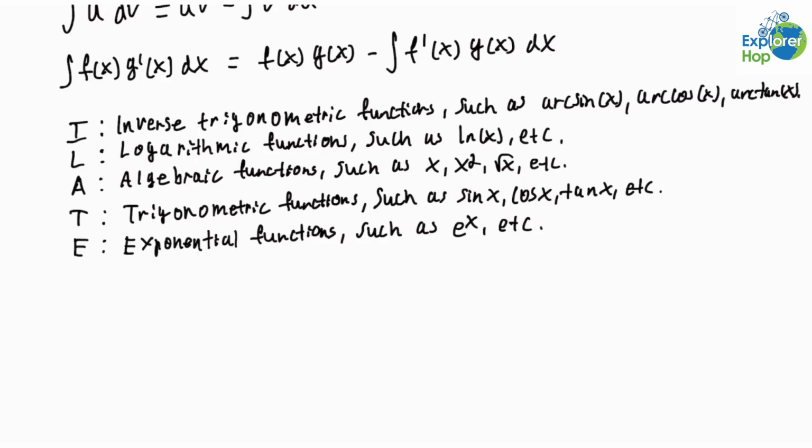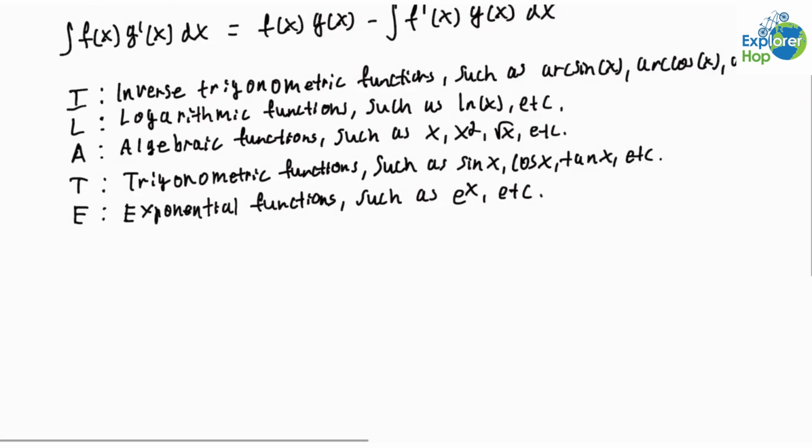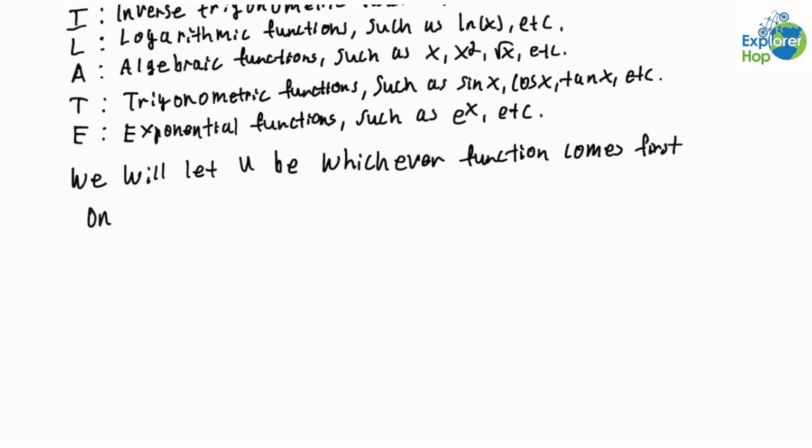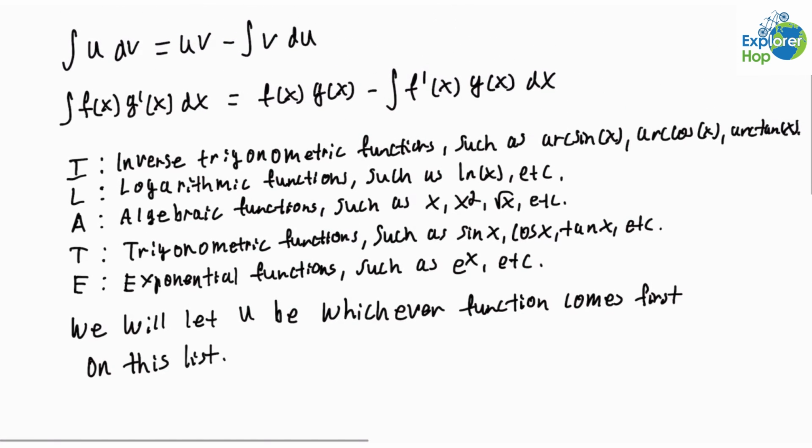So from this mnemonic, we will let u be whichever function comes first on this list. So in this case, for our function x times sine x, we can let u be equal to x and dv be equal to sine x dx.